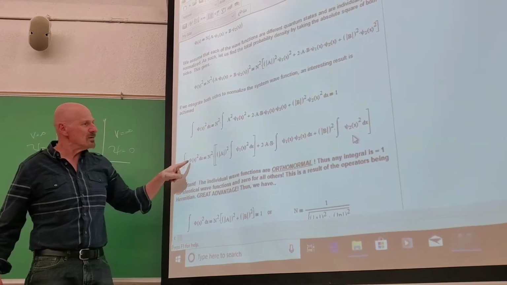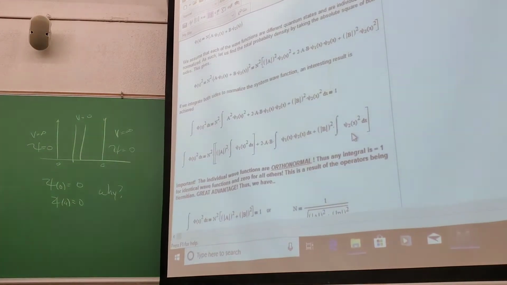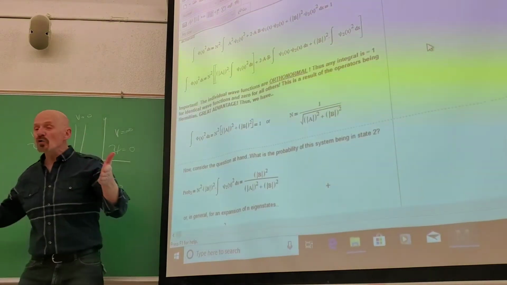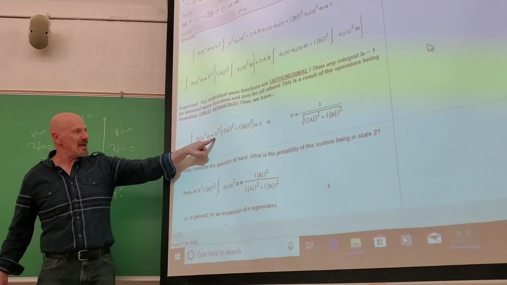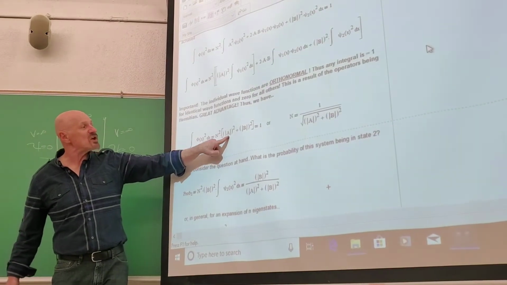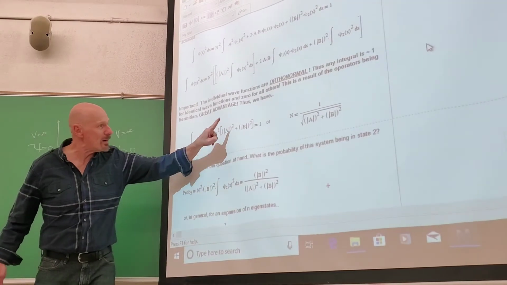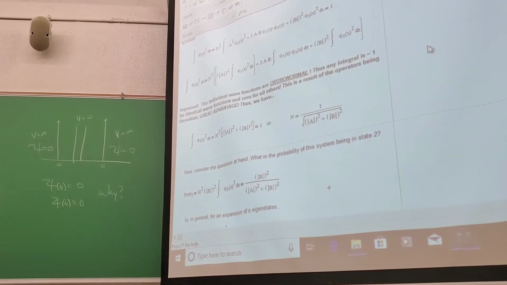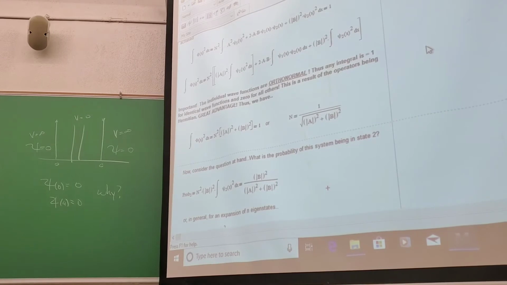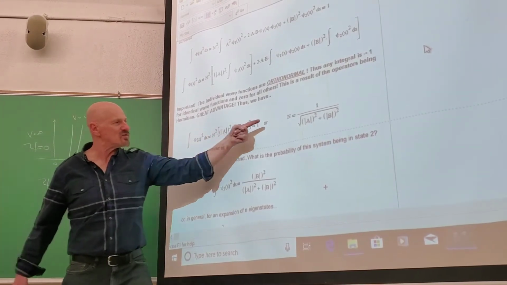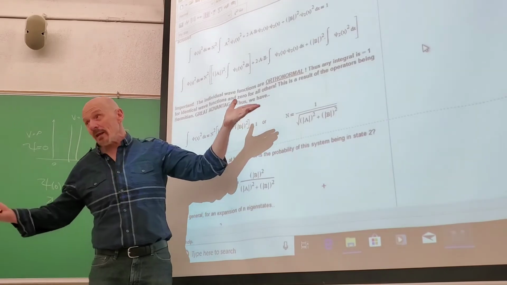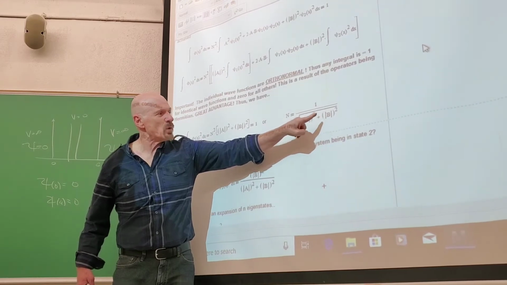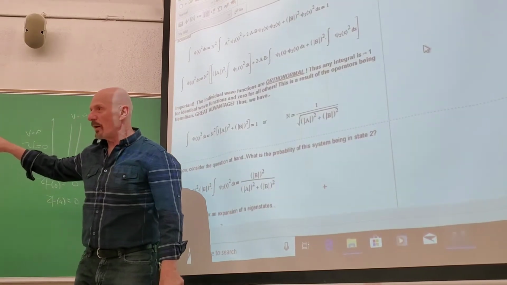So we find out that everything ends up here. The integration of my superposed wave function is n squared, there's my n, times the coefficients that weight it, a squared, b squared, which is 1, square root of 2, square root of 3. So how do we find then n squared? Well, n is 1 over the square root of the first coefficient squared plus the second coefficient squared, and in this case, the third coefficient squared.